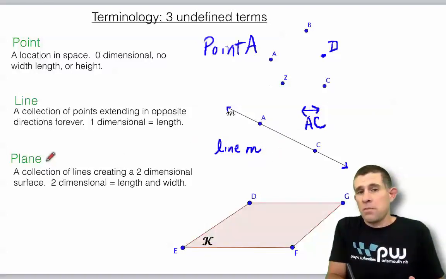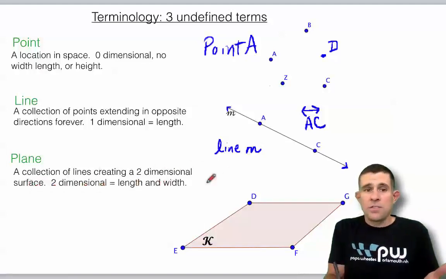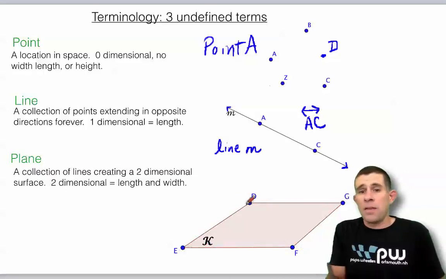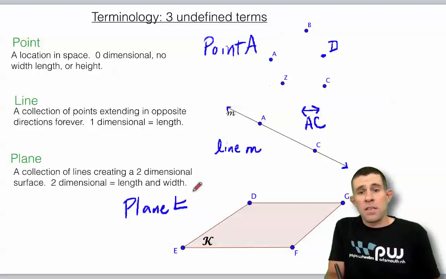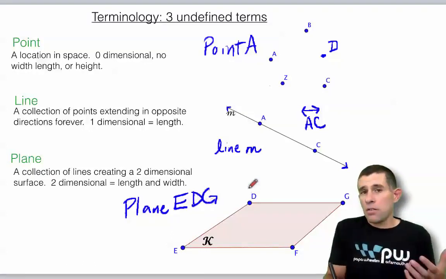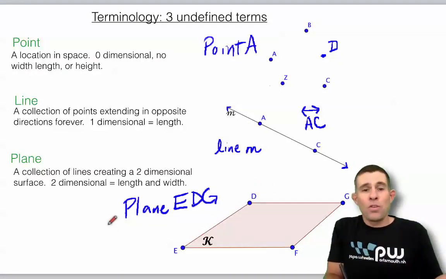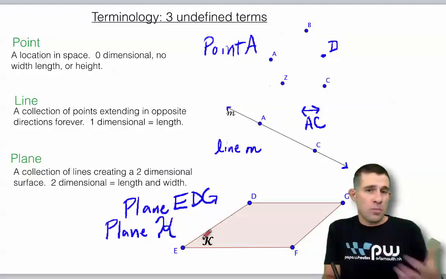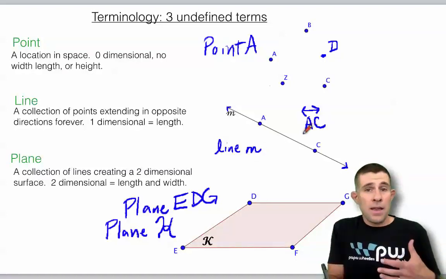Now the third term that we're going to talk about that's undefined is called the plane. Now a plane is a collection of lines creating a two-dimensional surface. It's two-dimensional because it has both length and width. So here's an example of a plane. Now we would call this plane, and we have to use three letters, such as E, D, and G. All three of those points have to exist in the plane. Or you could also denote this as plane K, and that's a scripted K. All right, so two different ways to denote a plane, two different ways to denote a line, and one way to denote a point.